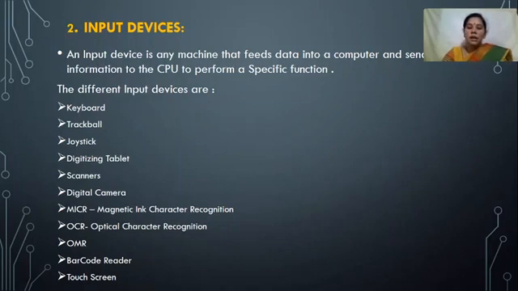Then OCR is optical character recognition, and OMR, which we take in very competitive exams. You might have seen OMR sheets wherein you shade those circles using your pen or pencil, and the answers you shade with those pencils. This OMR sheet is scanned under the OMR machine, and the system gives you out a result. There is no manual correction happening. It is the system which is correcting.